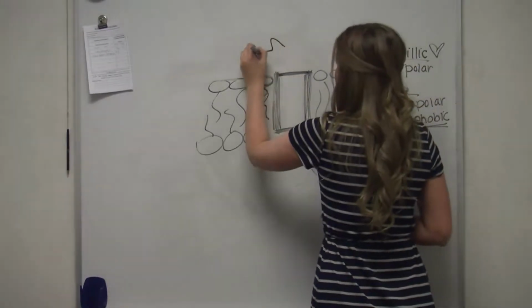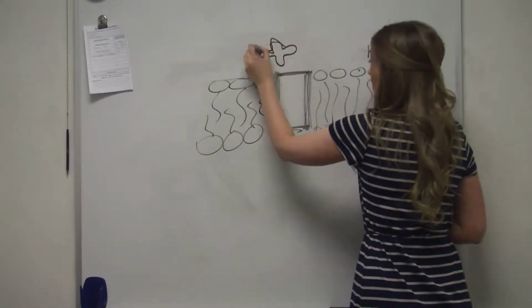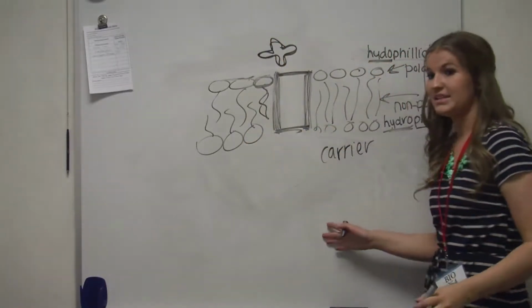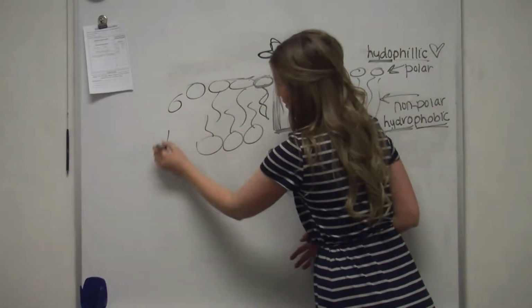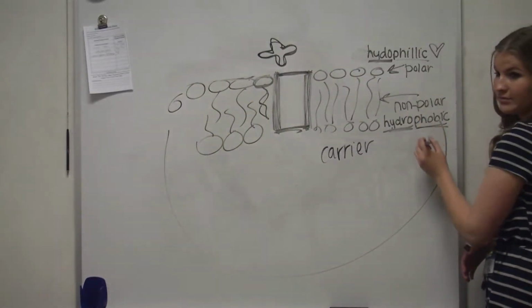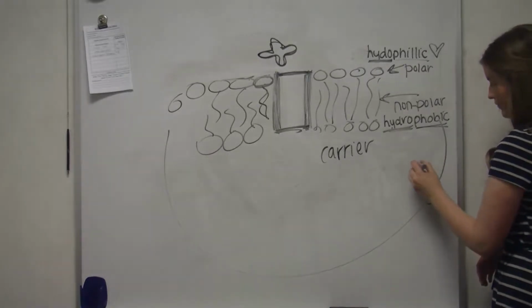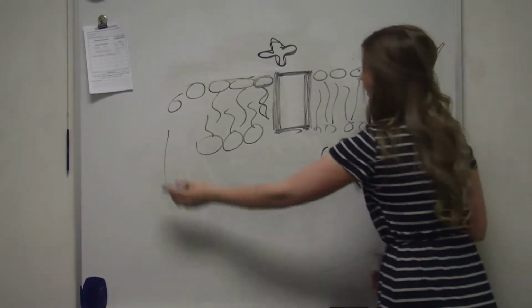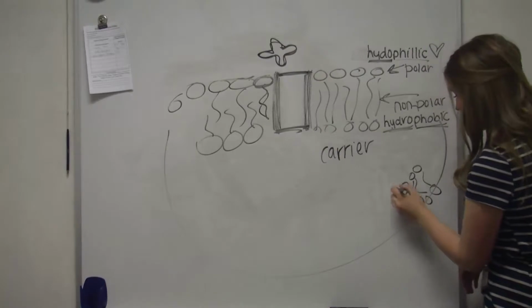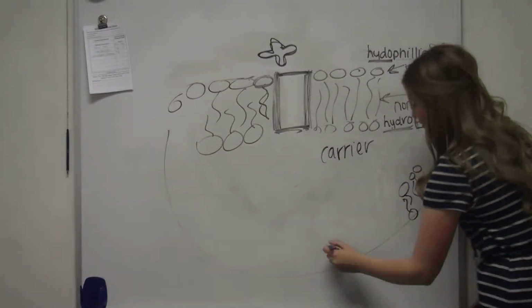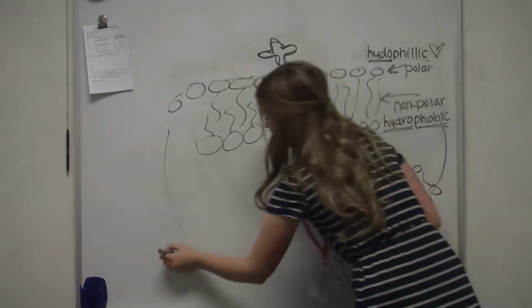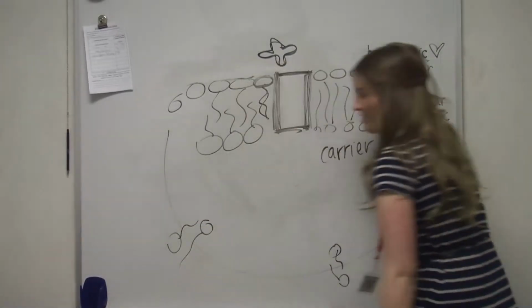So let's say this is the molecule that we want to bring into the cell. And this is also the cell membrane, right? This goes all the way around. The phospholipid bilayer makes up our cell membrane. So these are going all the way around to give you a 3D effect.